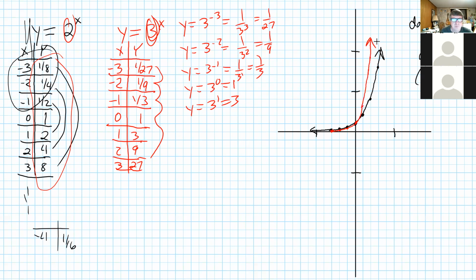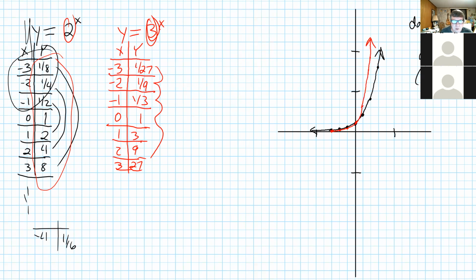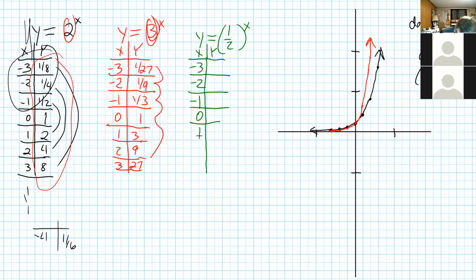Now, we're going to look at another one. And we'll be environmentally great. We'll go green. Let's take a look at y equals 1/2 to the x power. Okay? So x and y: -3, -2, -1, 0, 1, 2, and 3. Well, when the base was 2, it doubled. When the base was 3, it tripled. So what do you think is going to happen when the base is a half? It'll cut in half. It'll cut in half, absolutely.